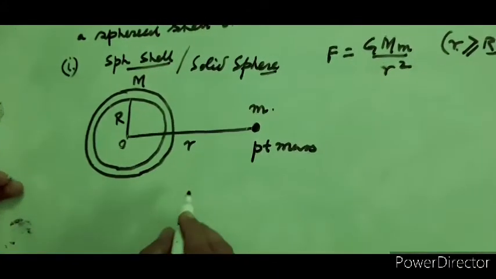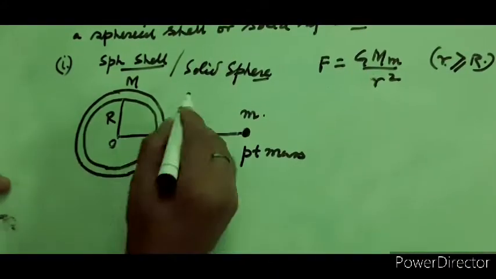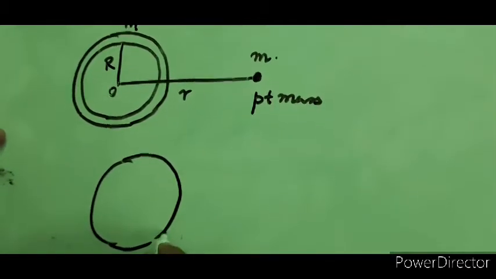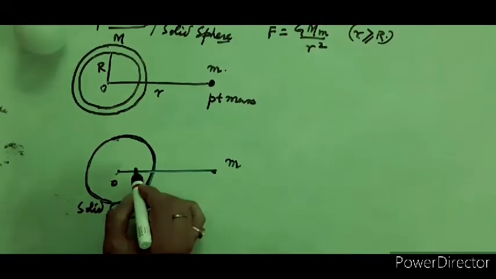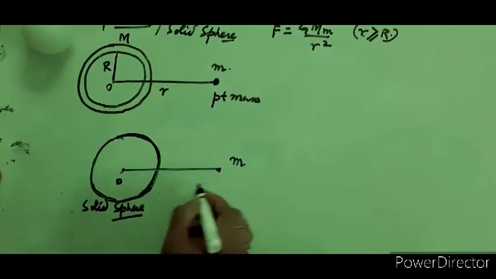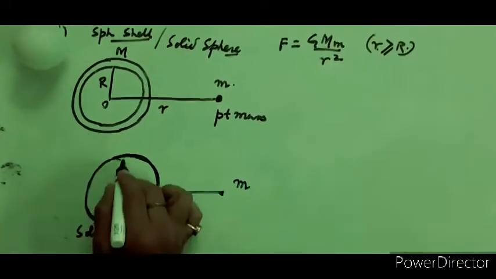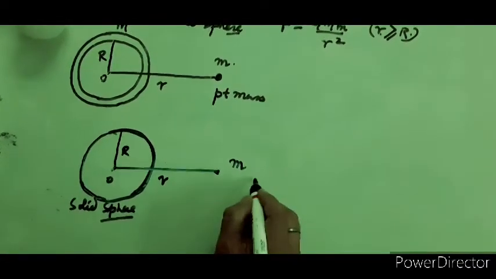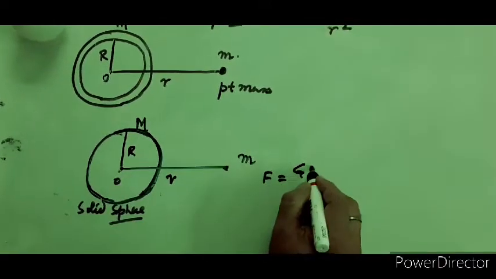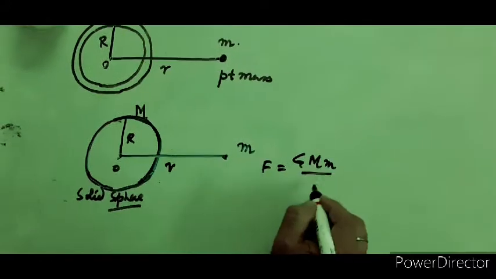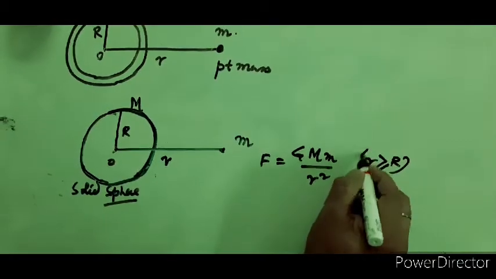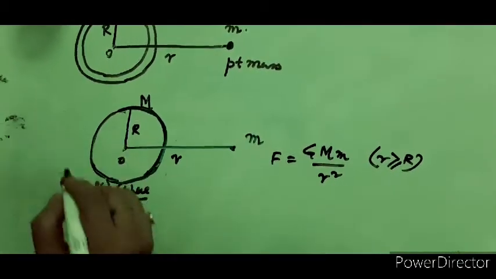Now the same thing, if the object is a solid sphere, then also it has the same. If a solid sphere is there and a point mass m, and the same distance r, then also the force of gravitation is G, the mass of this solid sphere M, times m by r square. Small r must be greater than or equal to capital R. Now this is the first case.